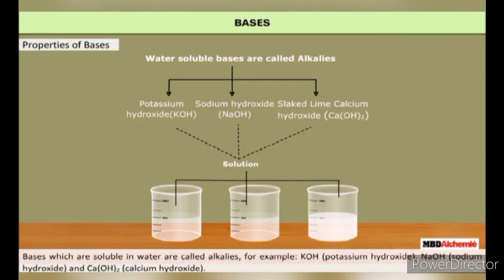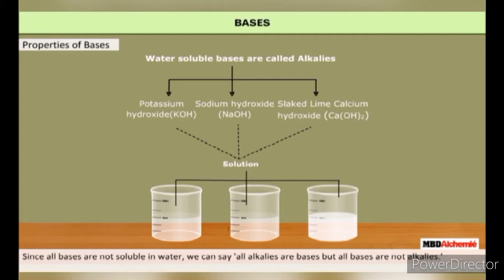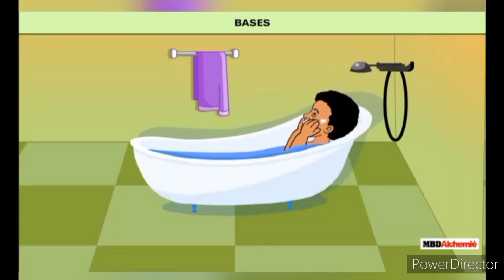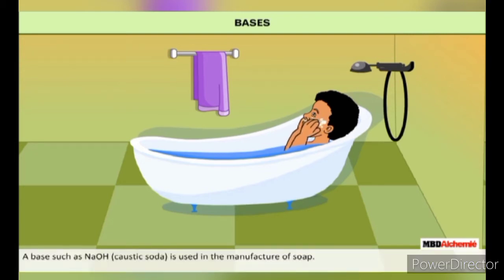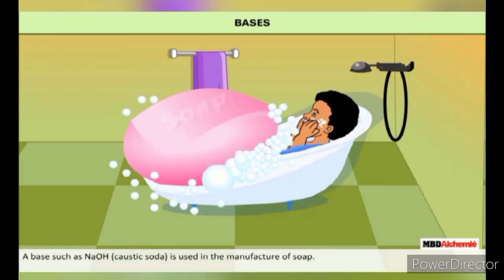For example, potassium hydroxide, sodium hydroxide, and calcium hydroxide. Since all bases are not soluble in water, we can say all alkalis are bases, but all bases are not alkalis. Uses of bases. A base such as sodium hydroxide is used in the manufacture of soap.